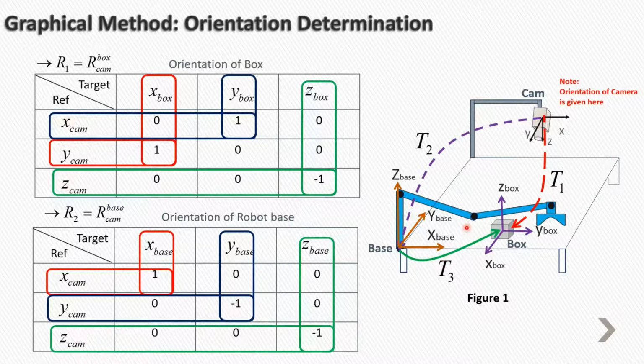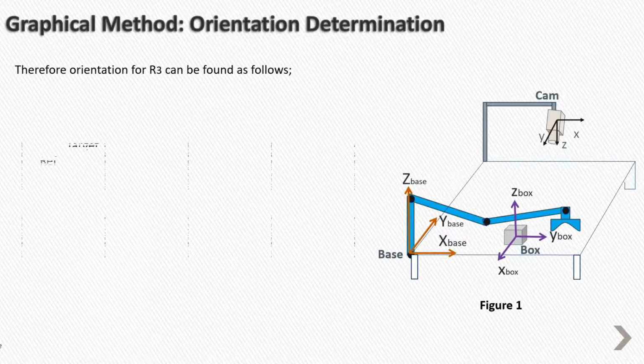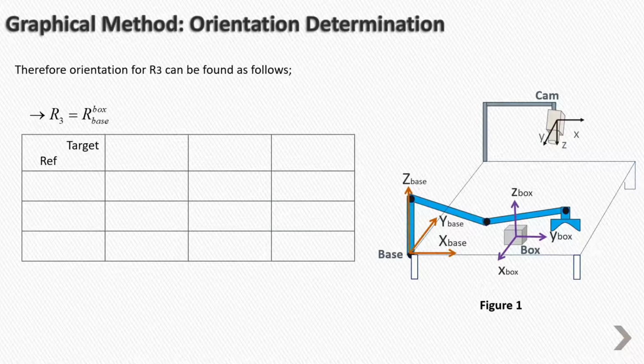Okay, so the next step will be to determine the orientation of base to the box. Alright, so now we can draw the table for the base and box coordinations. Alright, so the first step, we check for the X box. Where is the X box? So actually the X box is parallel with the Y base here.